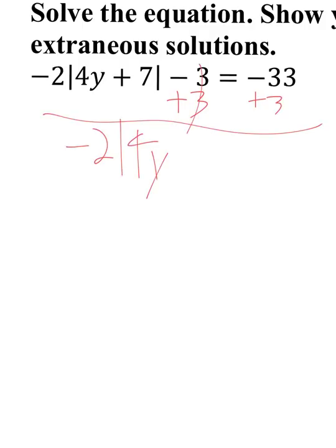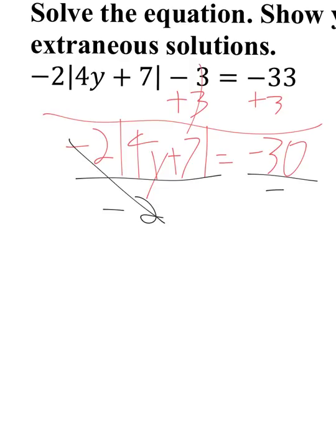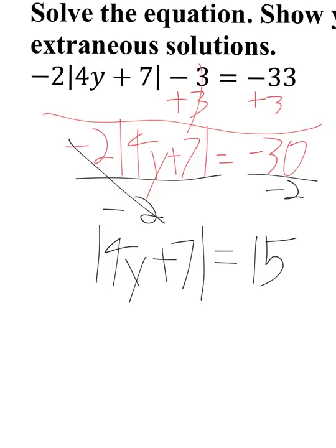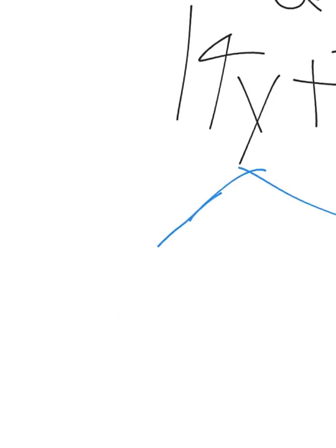Negative 2 times the absolute value of 4y plus 7 equals negative 30. And now I need to divide out the negative 2. So now I've simplified it. You want to get it down to just the absolute value bars. Whatever's inside equals something. So 4y plus 7 equals 15. Okay, now you're ready to make your two equations. So equation number 1, 4y plus 7 equals 15.